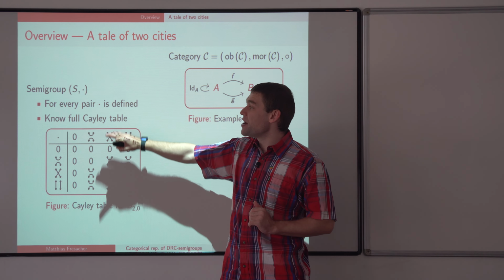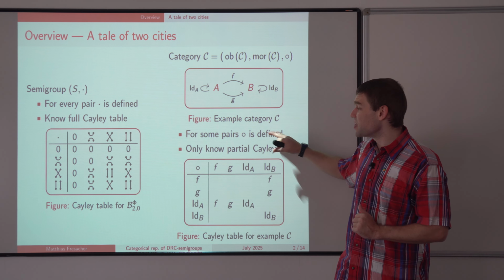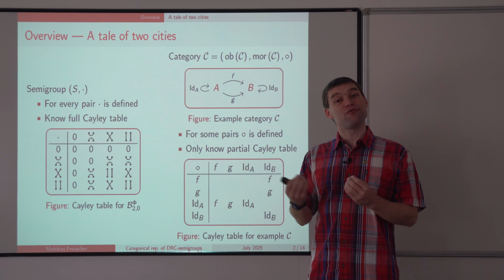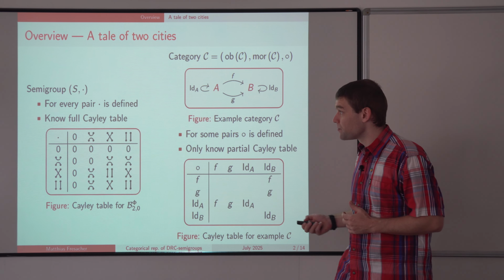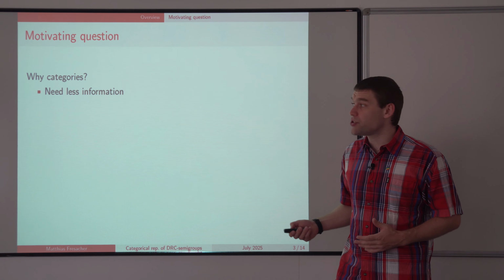On the semigroup side, our binary operation is defined for every possible pair. But on the category side, it's only defined for some pairs, specifically where the domain and the range need to match appropriately. So why do we care about categories? Well, because they need less information.